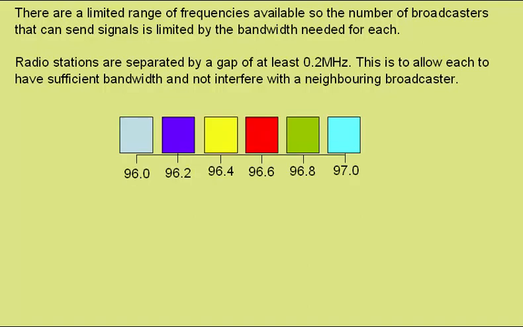So for example here we have several carrier wave frequencies shown, 96 MHz, 96.2 MHz and so on. The coloured bands represent the bandwidth for each station, so the 97 MHz station can use frequencies from about 96.9 to 97.1. If it went below this, it would start interfering with another radio station, using 96.8 up to around about 96.9 MHz.